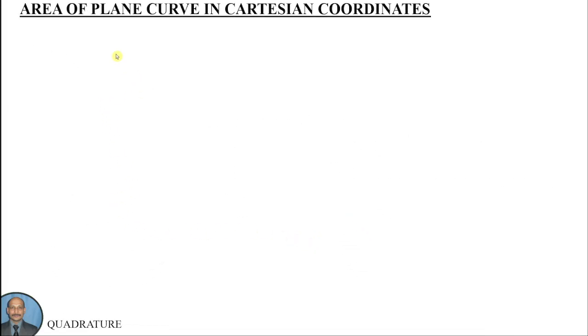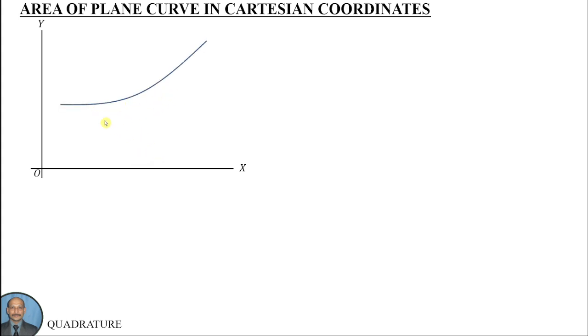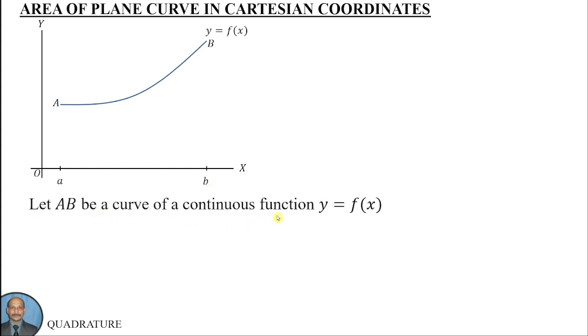Quadrature: area of a plane curve in Cartesian coordinates. Here, let us consider a reference system, x-axis, y-axis. We consider a curve of a continuous function. AB is a curve of a continuous function y equals f(x) defined on the interval a to b.